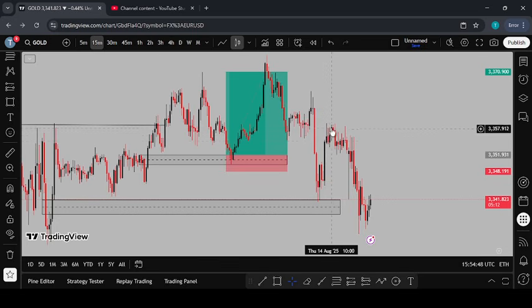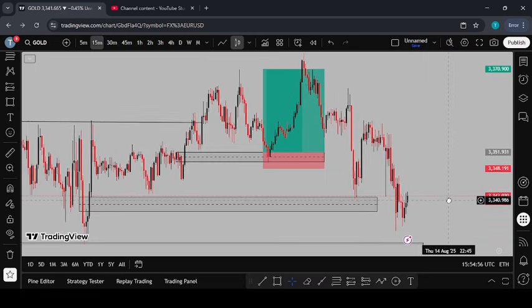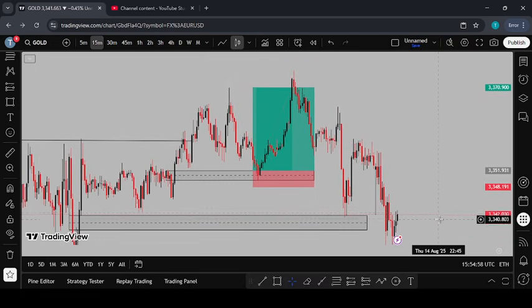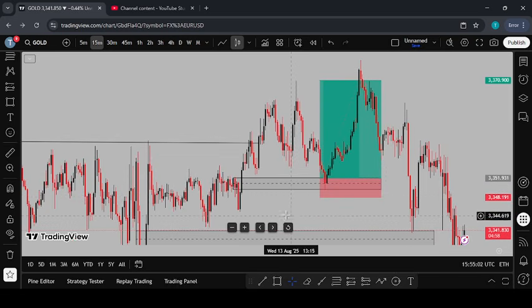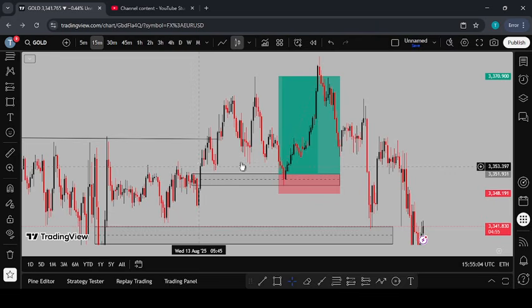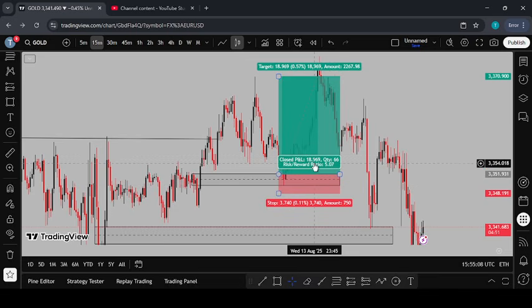But when the news came out, market decided to go lower. This was exactly around the time when the news came out and market pushed to the downside. But you must have also caught a beautiful trade right here. Inducement, liquidity, tapped into that POI, and boom, beautiful 1:5.